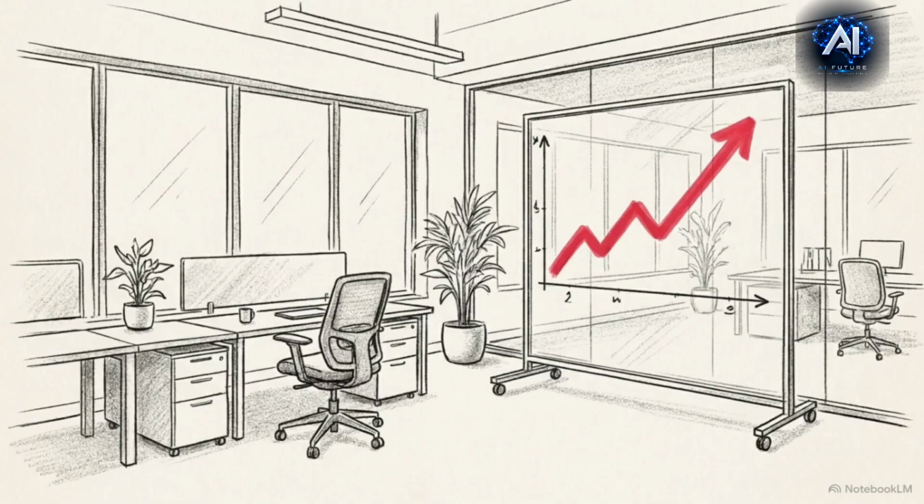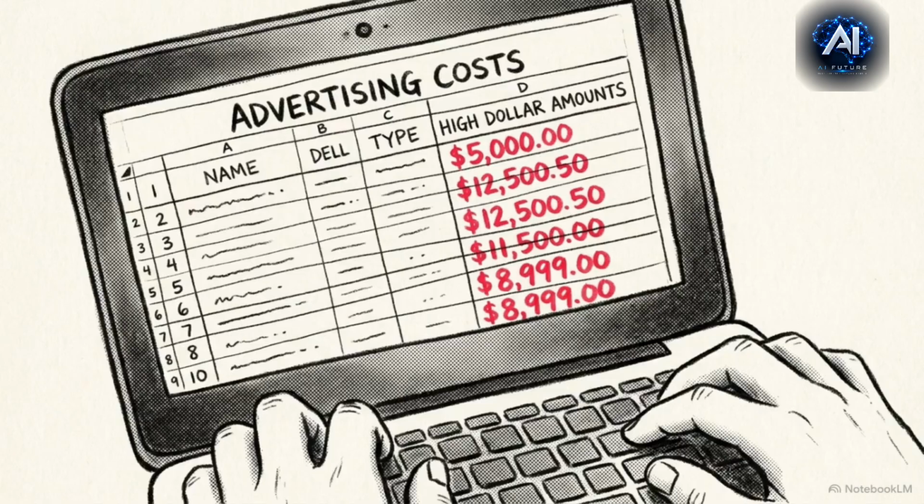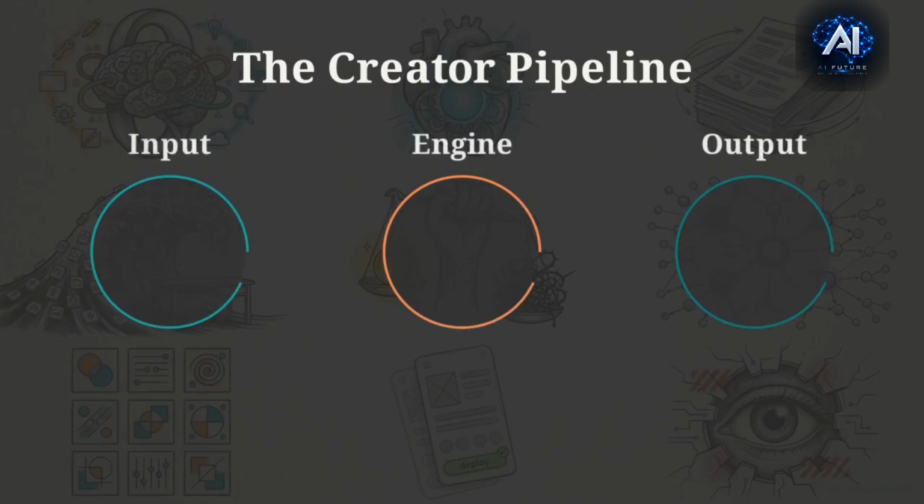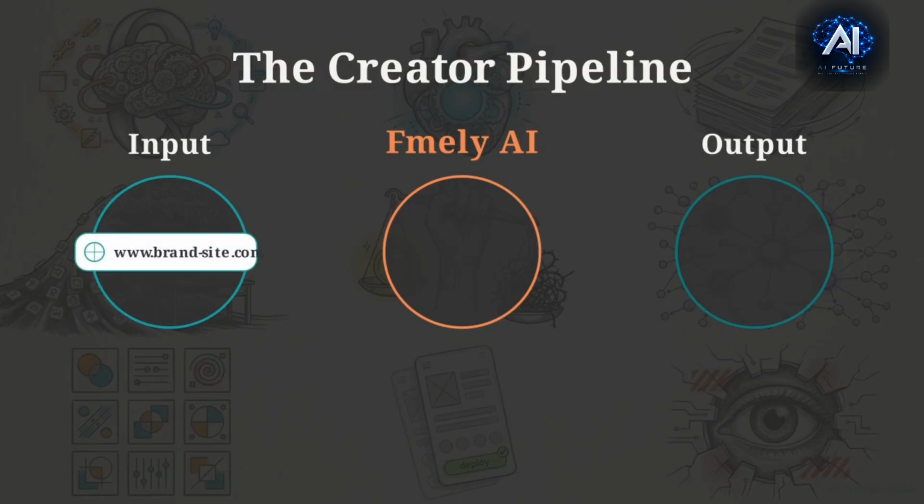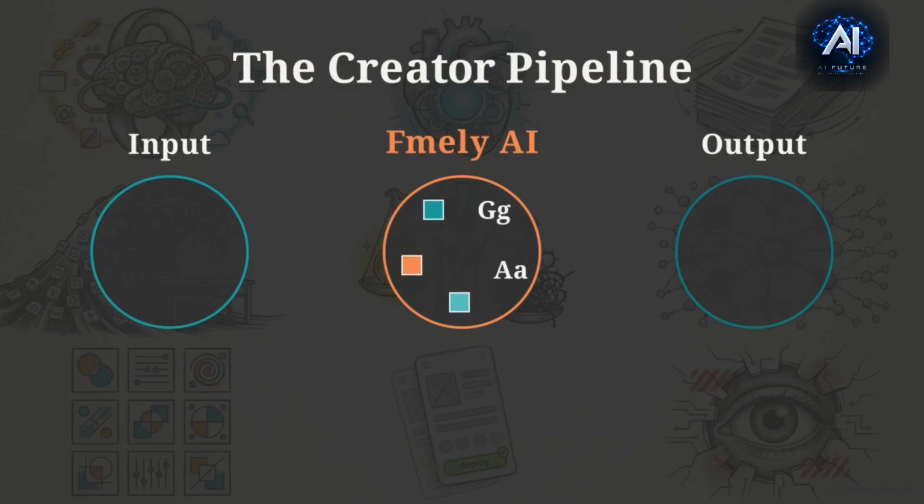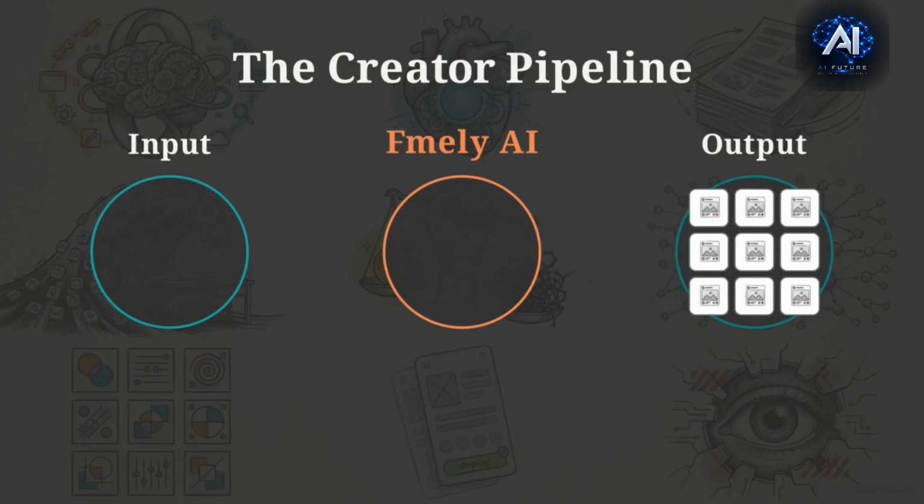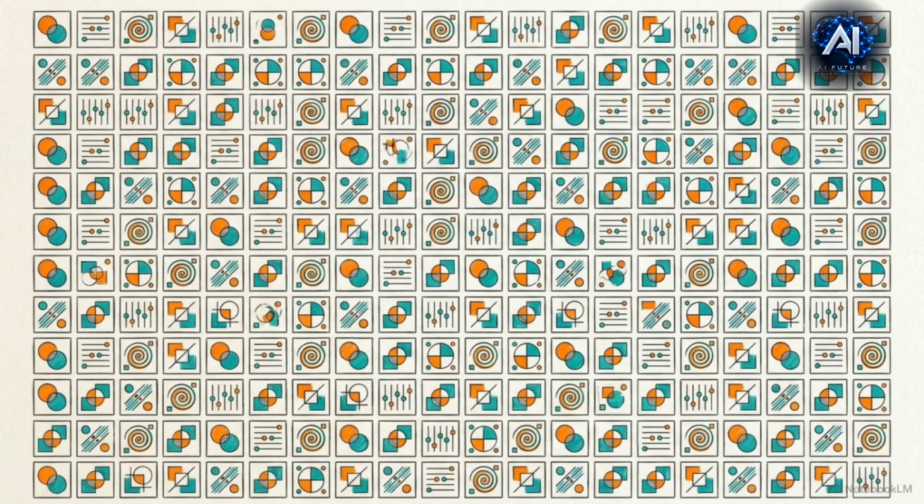The second workflow targets the efficiency creator. If you own a small business or run marketing, your biggest hurdle is scaling your promotional assets without inflating your budget. We apply the exact same logic here with the creator pipeline: input, engine, output. First up is Freemly AI. You give this engine a single input, the live URL of your business website. The AI reads the site, extracts your brand's color palette and styling, and autonomously generates a complete, ready-to-post social media campaign. This cuts out hours of strategy planning.